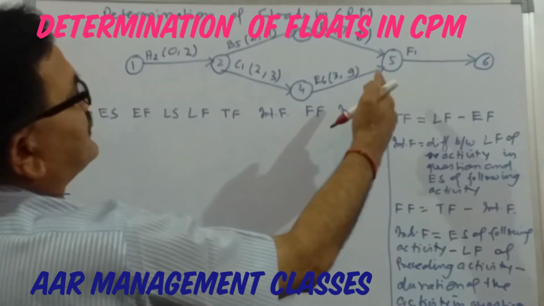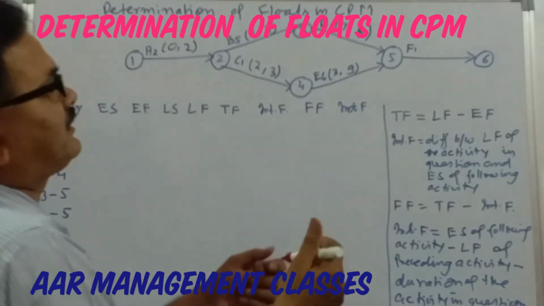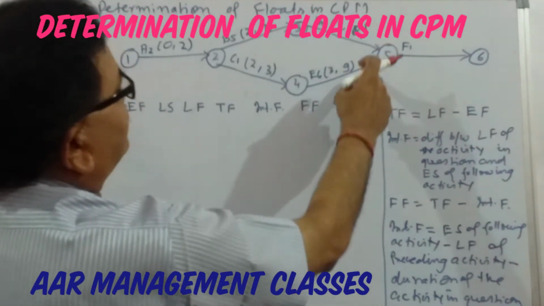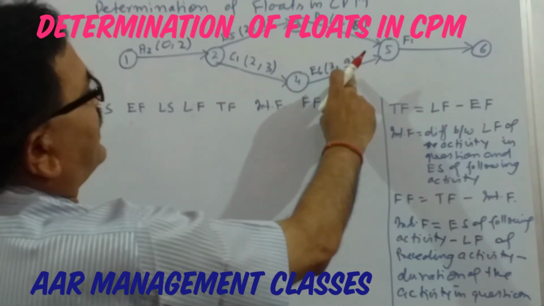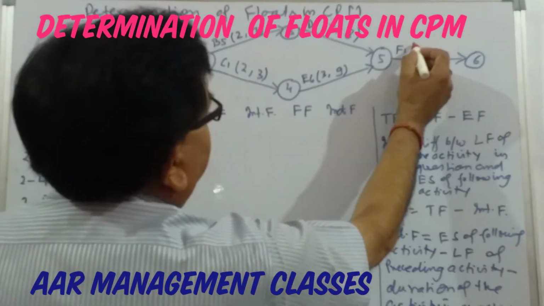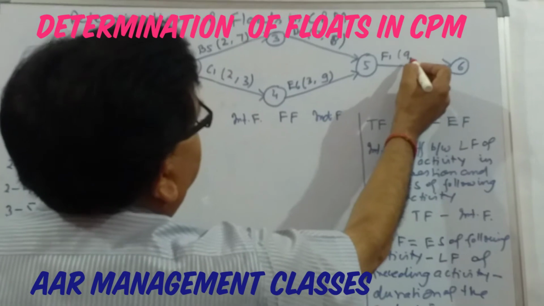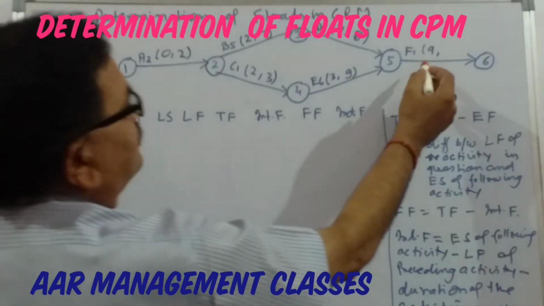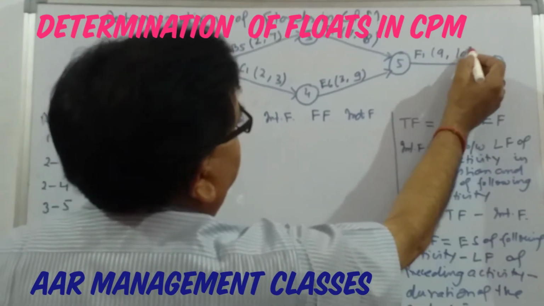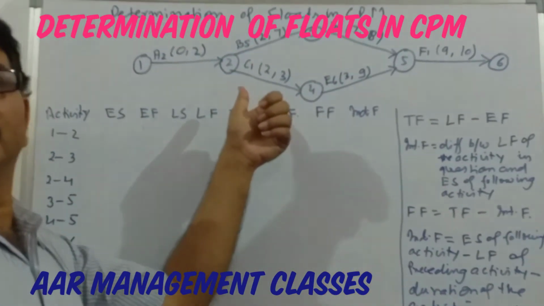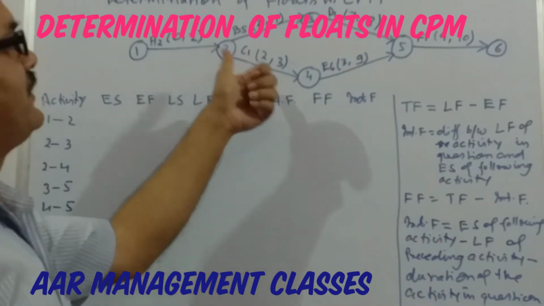Since the two activities D and E are merging at node 5, that means the next activity F will start when the two activities have been completed. So here the highest completion time is for activity E, which is 9. So 9 will become the initial starting time, and the earliest finish time for activity F will become 10. This is how we calculated earliest start and earliest finish time.